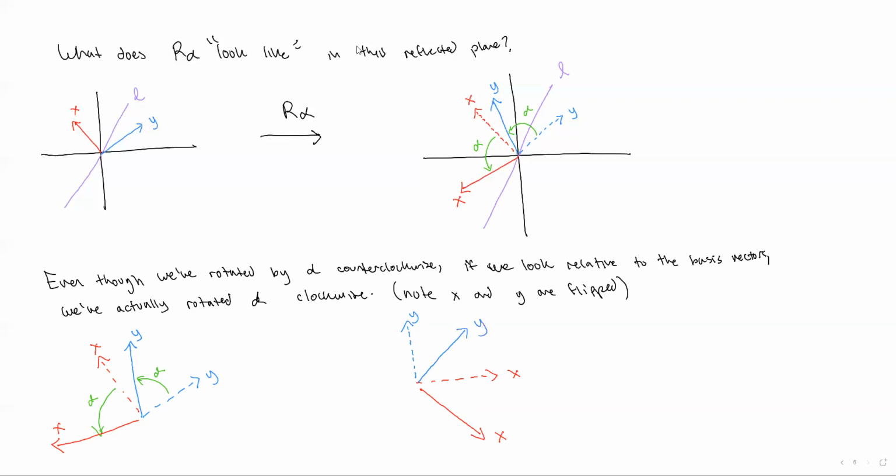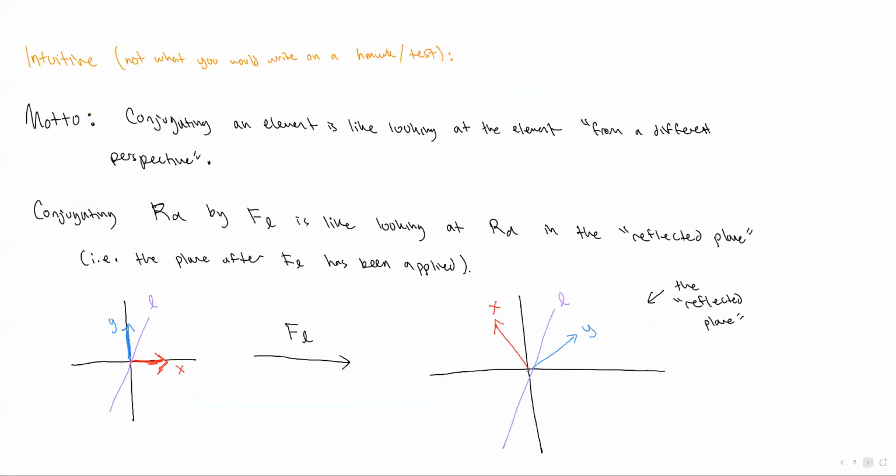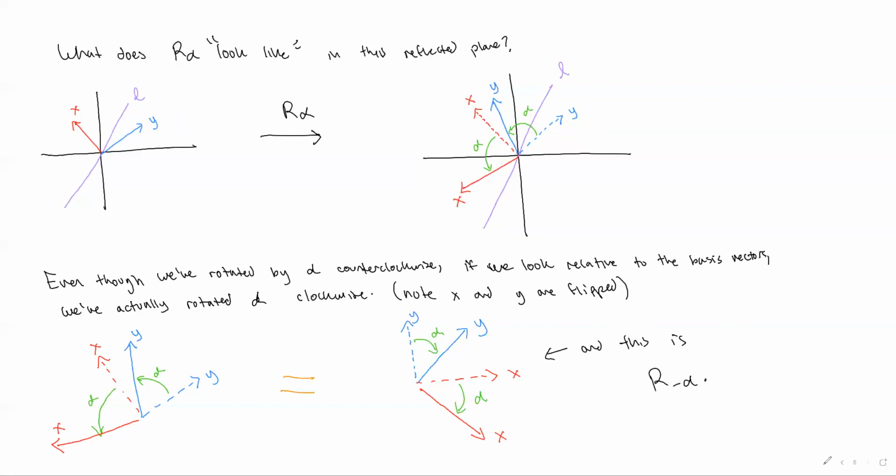So this equals this, which is R negative alpha. So this is intuitive. By its nature, it's a bit confusing. It's not as precise as just multiplying matrices. But like I said, for multiple reasons, there could be value in having an intuitive understanding.